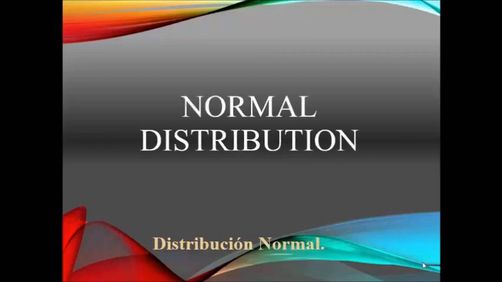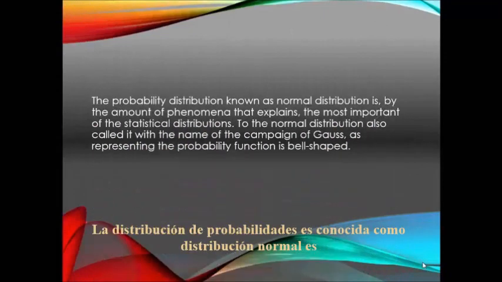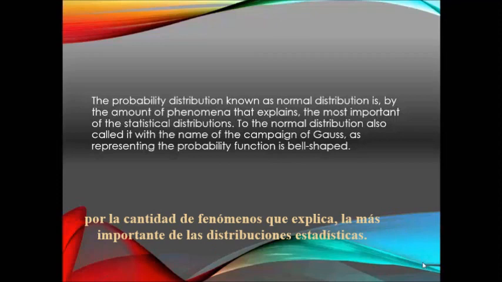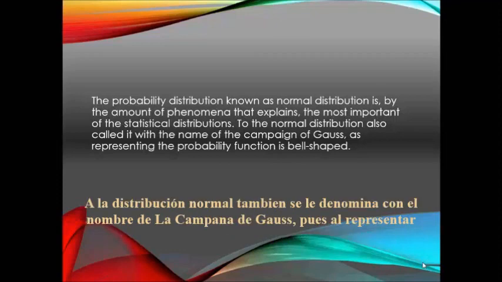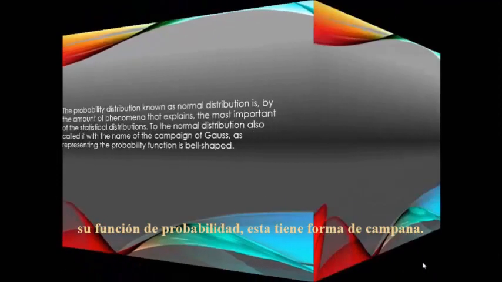Normal distribution. The probability distribution known as the normal distribution is, by the number of phenomena it explains, the most important of the statistical distributions. The normal distribution, also called the Gauss bell, is so named because its probability function is bell-shaped.